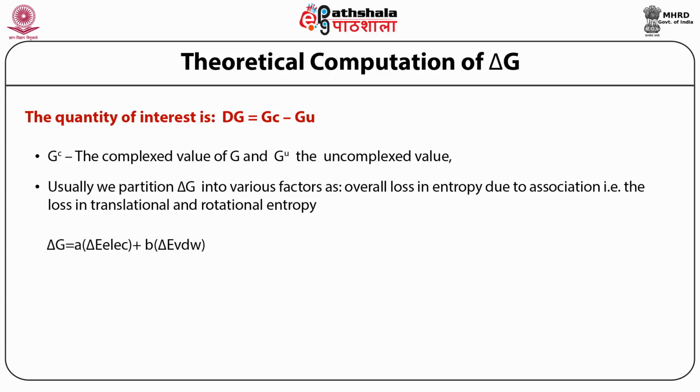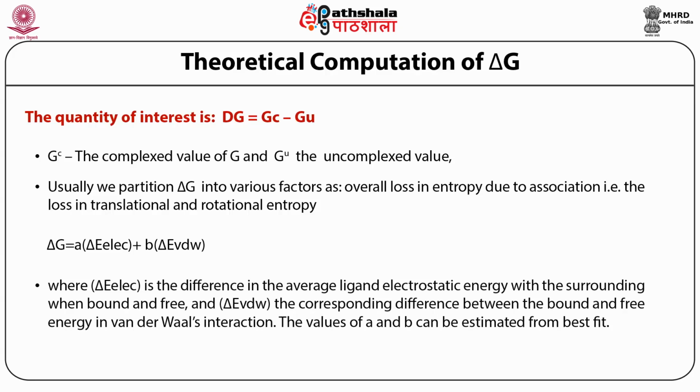Delta G can be expressed as alpha times delta E electrostatic plus beta times delta E van der Waals, where delta E electrostatic is the difference in the average ligand electrostatic energy with the surroundings when bound and free, and delta E van der Waals corresponds to the difference between bound and free energy in van der Waals interaction. The values of alpha and beta can be estimated from the data. One can also add more terms like H bonding and others.